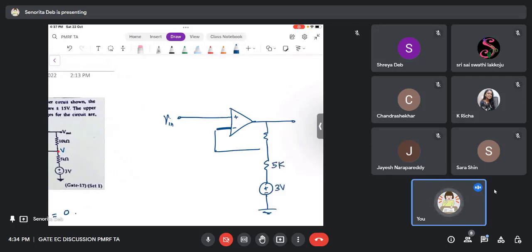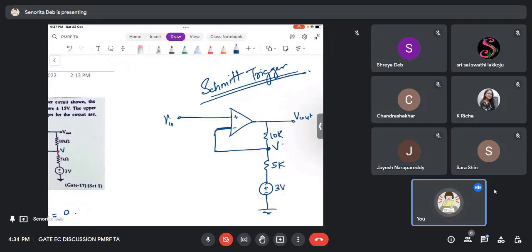So this is related to the topic of Schmidt trigger, which is a very important topic. You see here that this voltage V gets compared to Vin, and therefore now you actually have an upper threshold voltage and a lower threshold voltage.